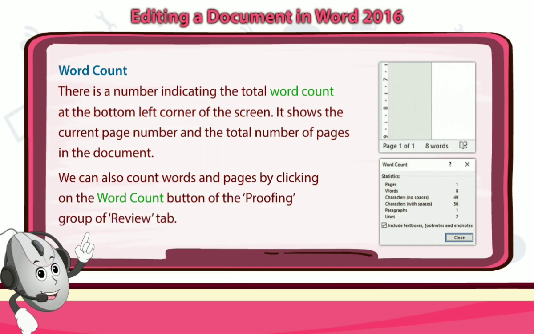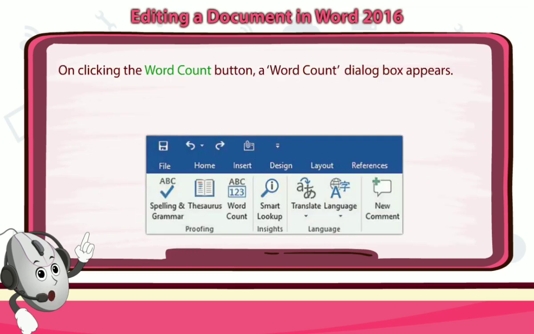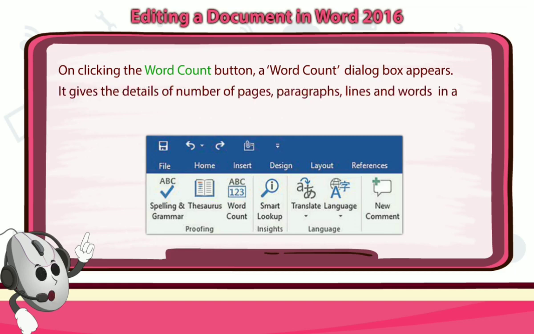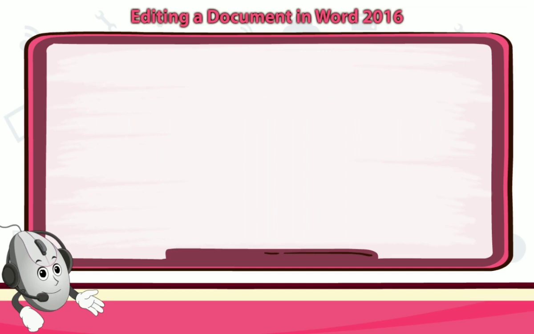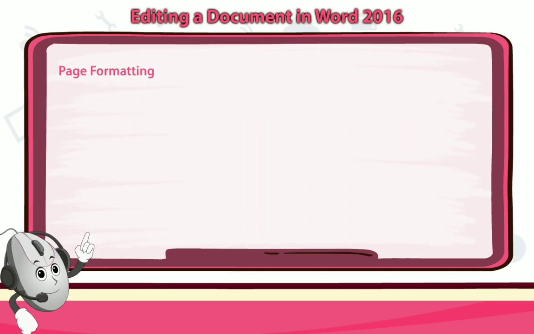If you want to check how many words you have written, go to the Review tab and click on the Word Count option. On clicking the Word Count button, the Word Count dialog box gives the details about the number of pages, paragraphs, lines and words in your document. It also indicates the number of characters with and without spaces. It will display all these things in the Word Count option.